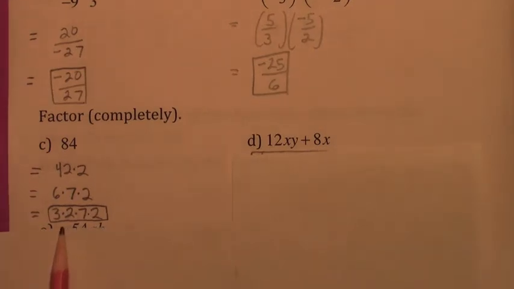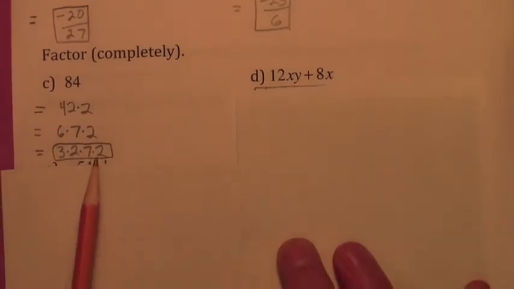You should get 42 times 2, which is the same as 6 times 7 times 2, and then your final answer would be 3 times 2 times 7 times 2. And of course you can write those factors in any order.